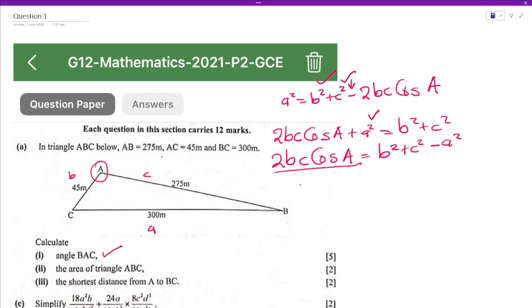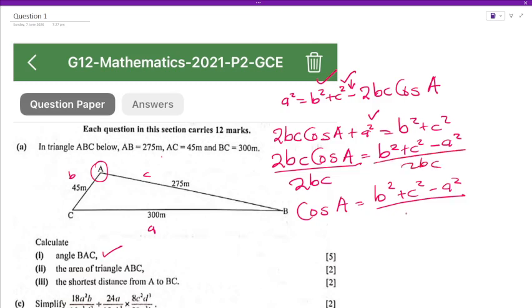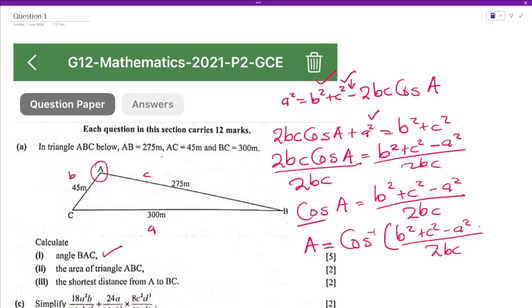And then here we're going to divide both sides by 2BC. So we remain with cos A on the left, equal to B squared plus C squared minus A squared, and we're dividing both sides by 2BC, so down here we're going to have 2BC. And then we need to move this cos to the right side as well. We said when cos or sine cross the equal sign, they become an inverse. So here we're dealing with cos, so it will become cos inverse of B squared plus C squared minus A squared, everything over 2BC. So this is now the formula we're going to use to find angle A.